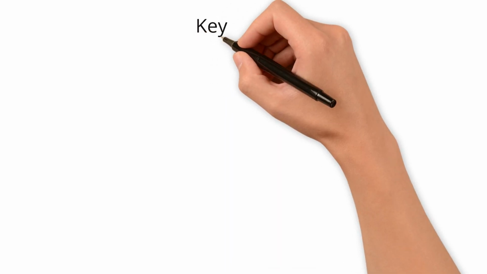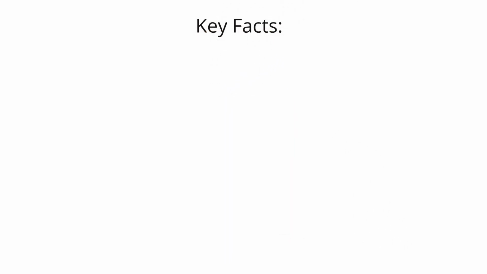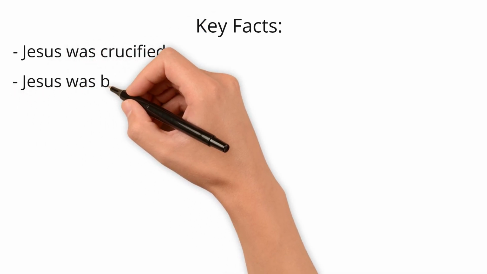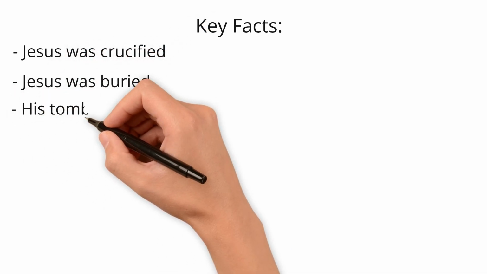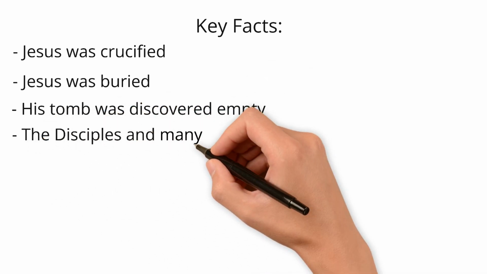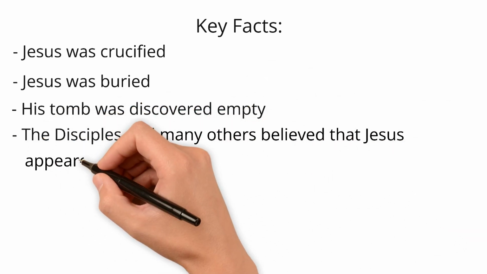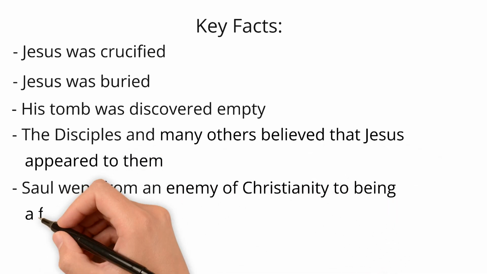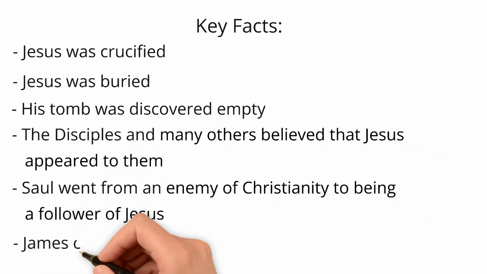Here are the key facts to be explained. Jesus was crucified. Jesus was buried. Jesus' tomb was discovered empty. The disciples and many others believed Jesus appeared to them. Saul went from an enemy of Christianity to being a follower of Jesus. James was converted from being a skeptic to being a follower of Jesus as well.